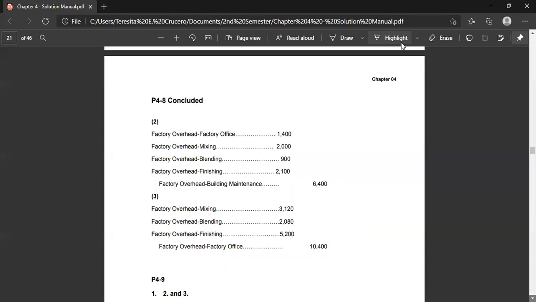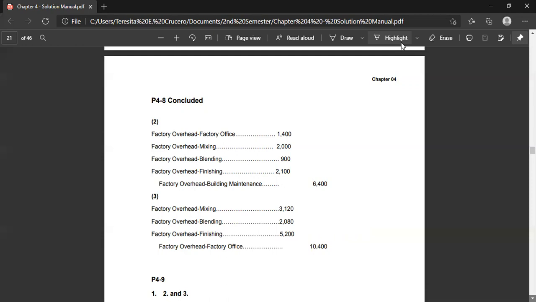Then in number 3, distribution of factory office overhead. So we now debit factory overhead mixing for 3,120, factory overhead blending 2,080, and factory overhead finishing for 5,200. Credit factory overhead factory office for 10,400.